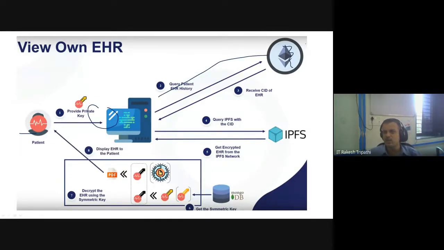So my ID. What is the health record with respect to this ID? It will return the location ID in the IPFS. Then I query IPFS with the CID. The CID will give me the data encrypted with my symmetric key.